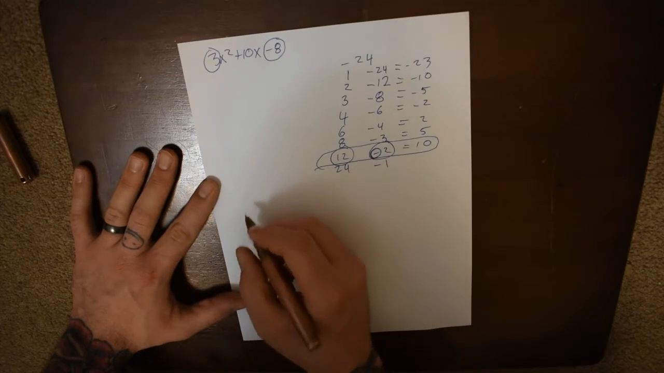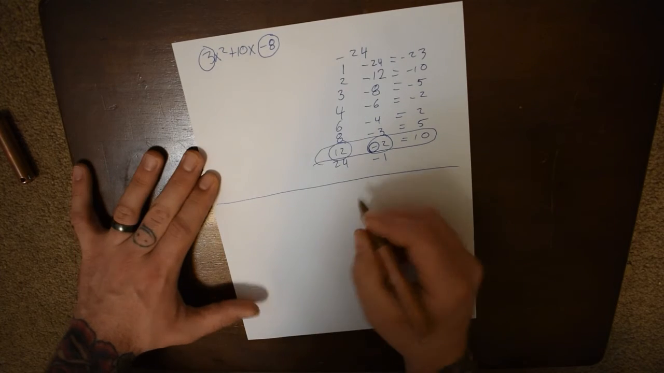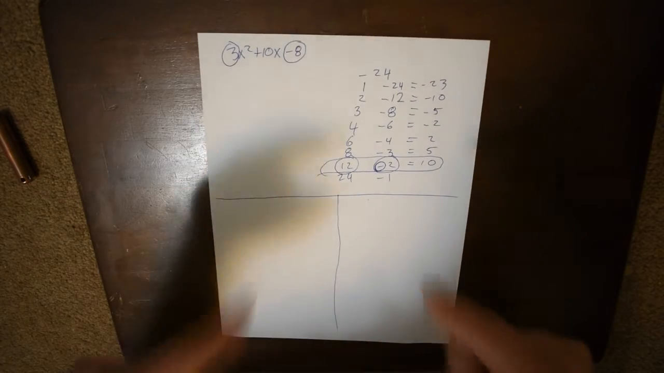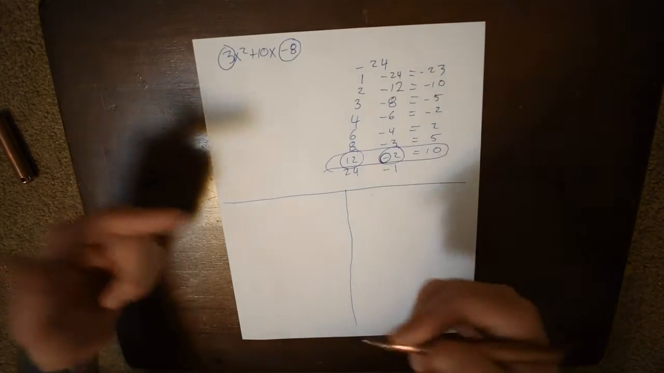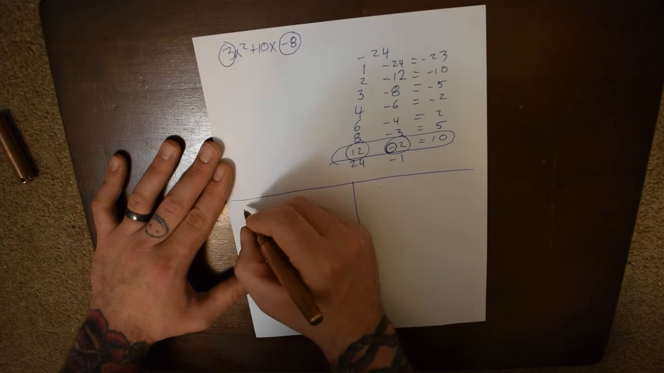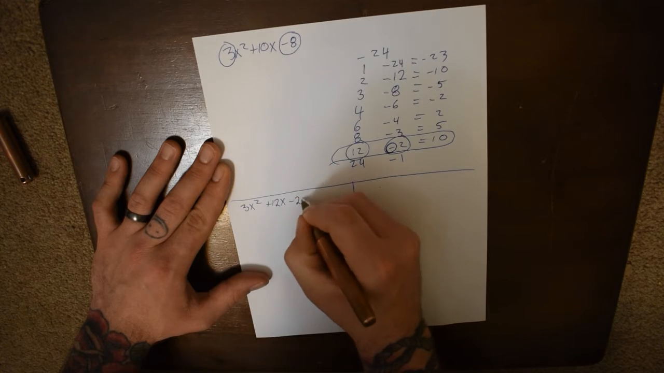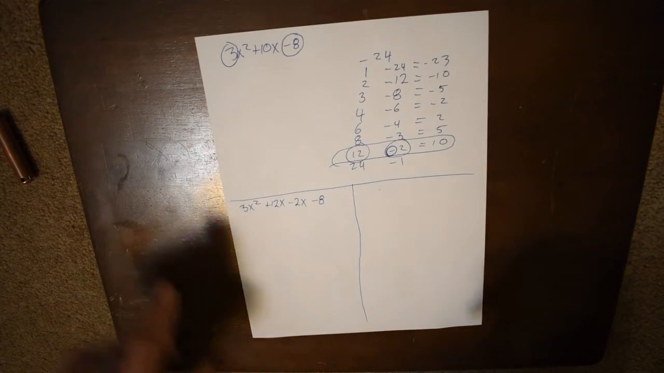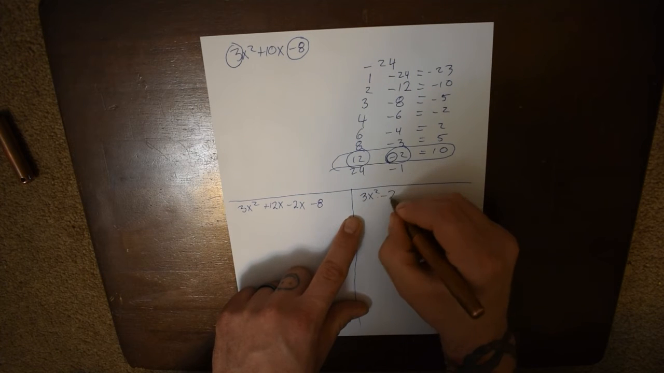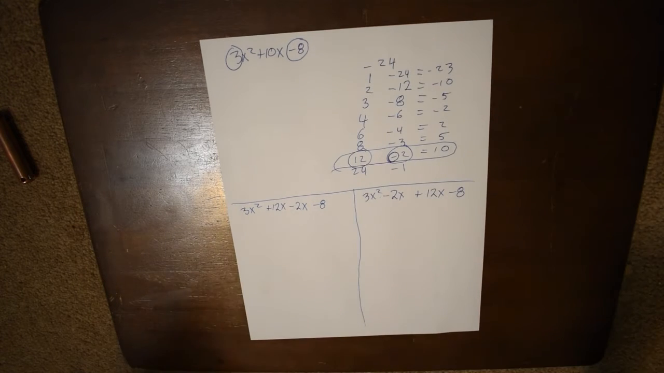So let's take that 3x squared plus 10x minus 8, and we can rewrite it in one of two ways. You do not have to do both ways on your homework. I'm just showing you both ways. You have to do one way. So 3x squared plus 10x minus 8, we could rewrite that as 3x squared plus 12x minus 2x minus 8. Or we could rewrite it as 3x squared minus 2x plus 12x minus 8.